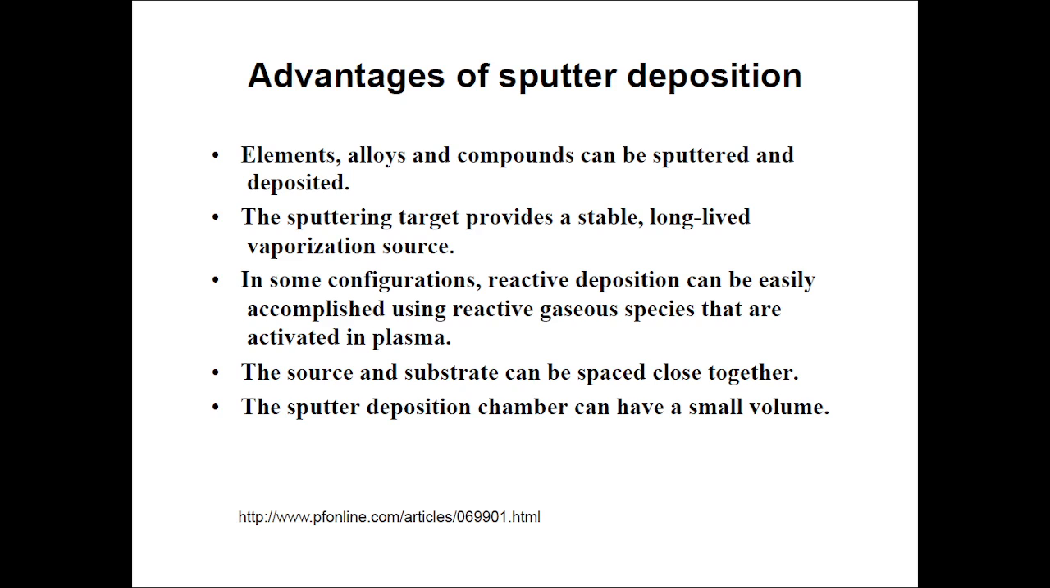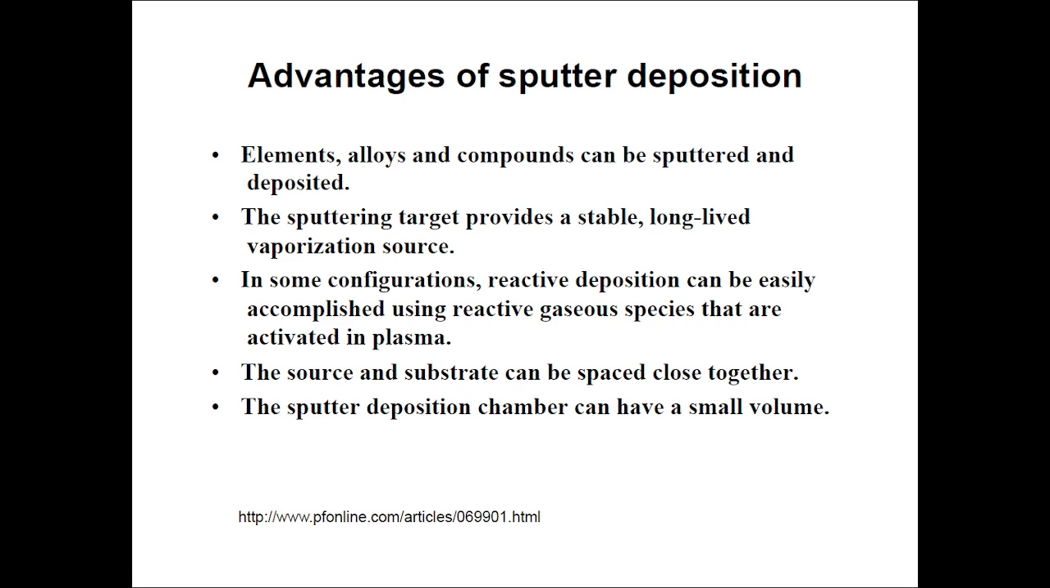So the main advantage of sputter deposition is that elements, alloys and compounds can be sputtered and deposited, and the sputtering target provides a stable, long-lived vaporization source. In some configurations, reactive deposition can be easily accomplished by using reacting gaseous species that are activated in plasma, as I mentioned, oxygen, nitrogen. By introducing a reactive gas such as oxygen, you can get the metal oxide over there.